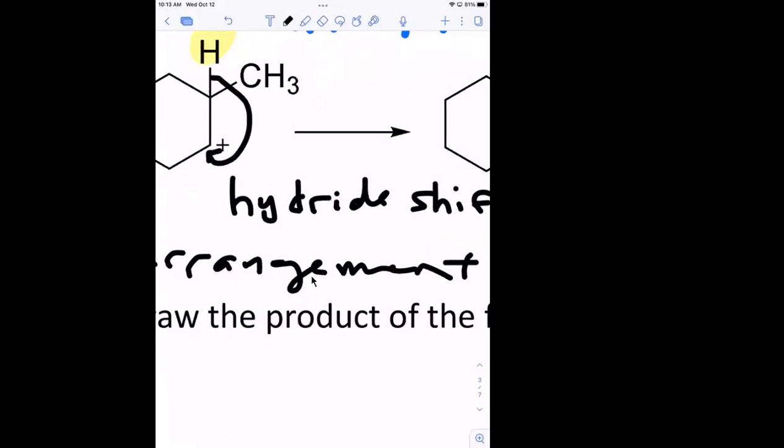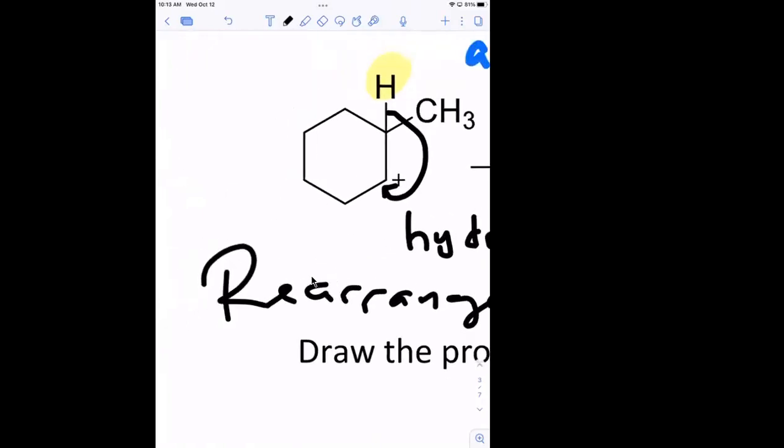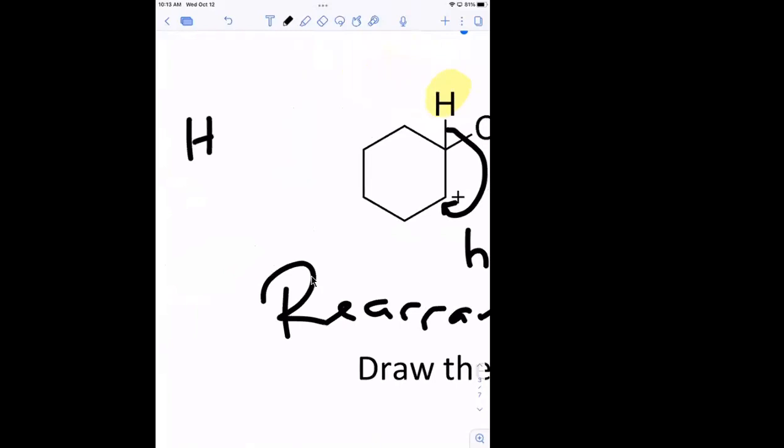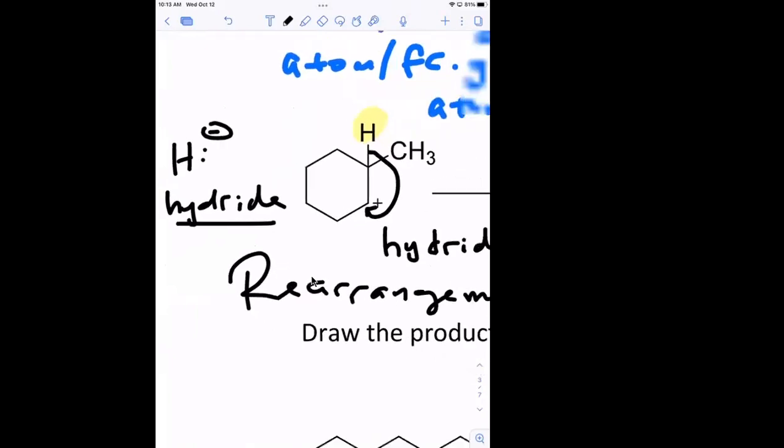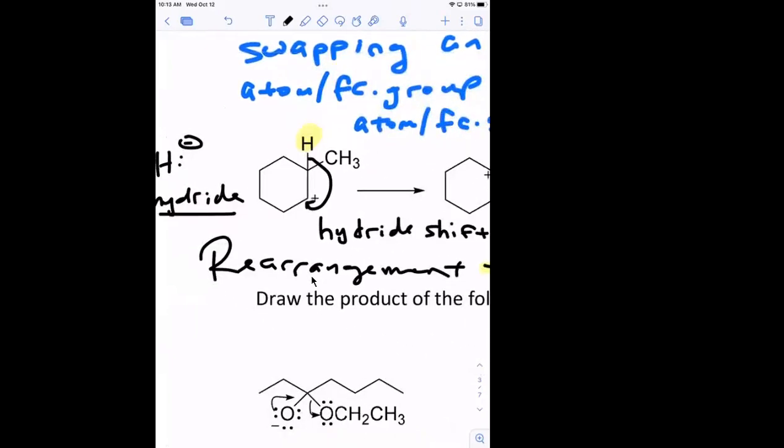Notice where my arrow starts, between the carbon-hydrogen bond, in the middle of it. So the hydrogen and the electrons are moving. That's why it's called a hydride shift. A hydride is H minus. So I'm moving hydrogen and the electrons at the same time. And that's the type of rearrangement.